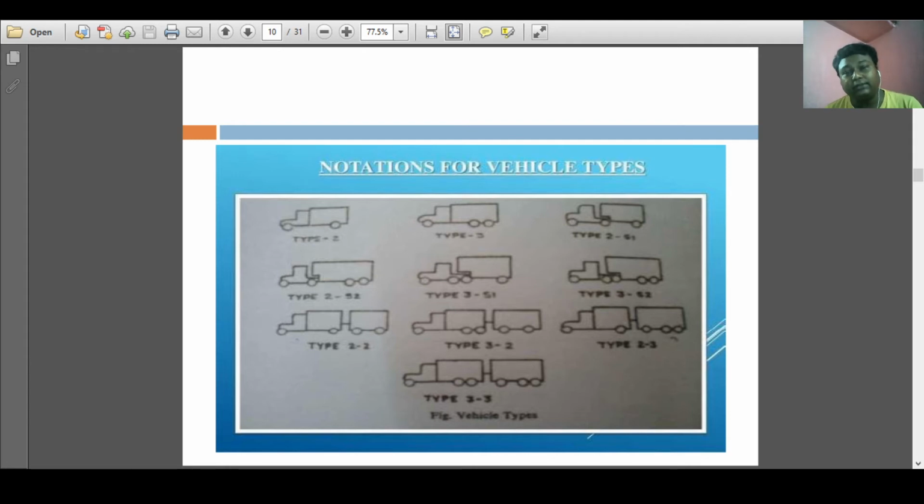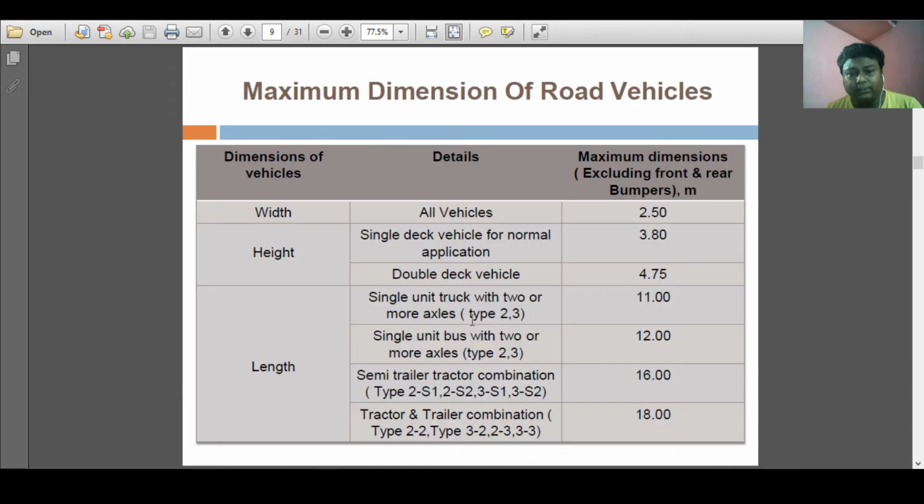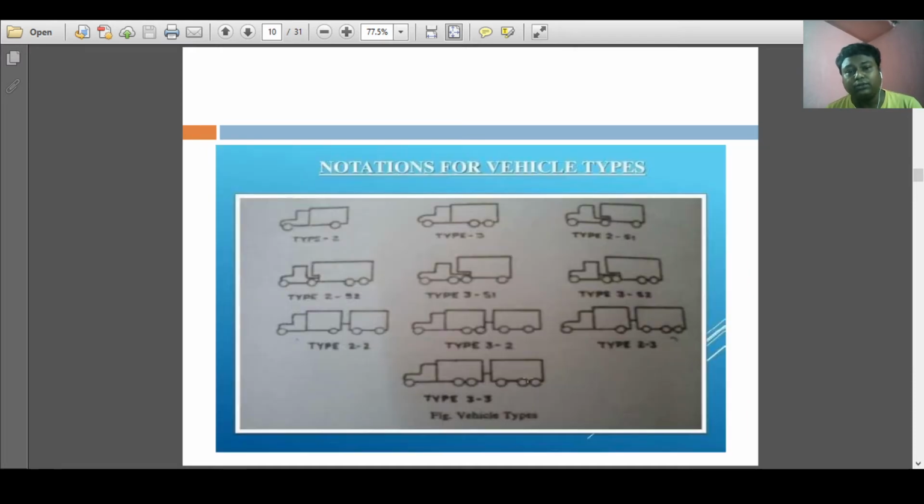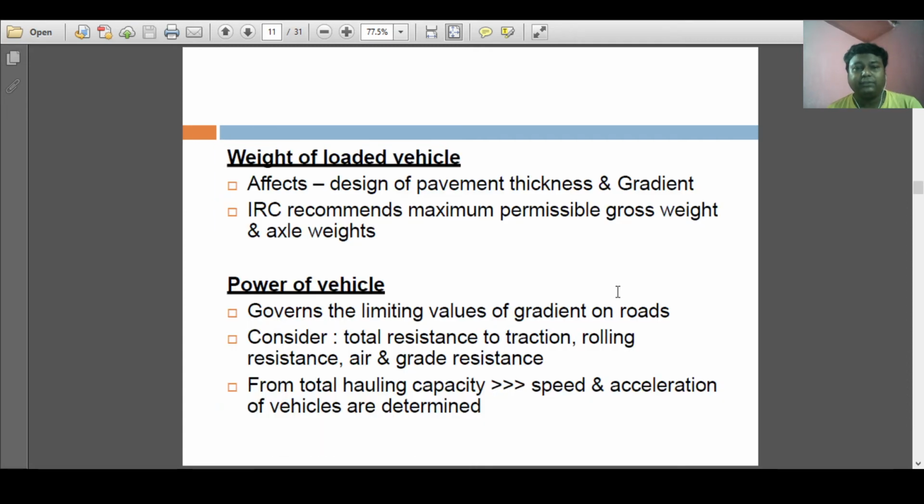This is the trailer, one single unit with some segmented part. These are some trailers and tractors. These are type 3-2, type 2-3, mentioned here. What is type 2-3? What is 2S1, 2S2, 3S1, 3S2? Everything is given. This is 3S1, this is 3S2. In this way, the various notations for different types of vehicles, based on the axles and the segments, are given in this picture.